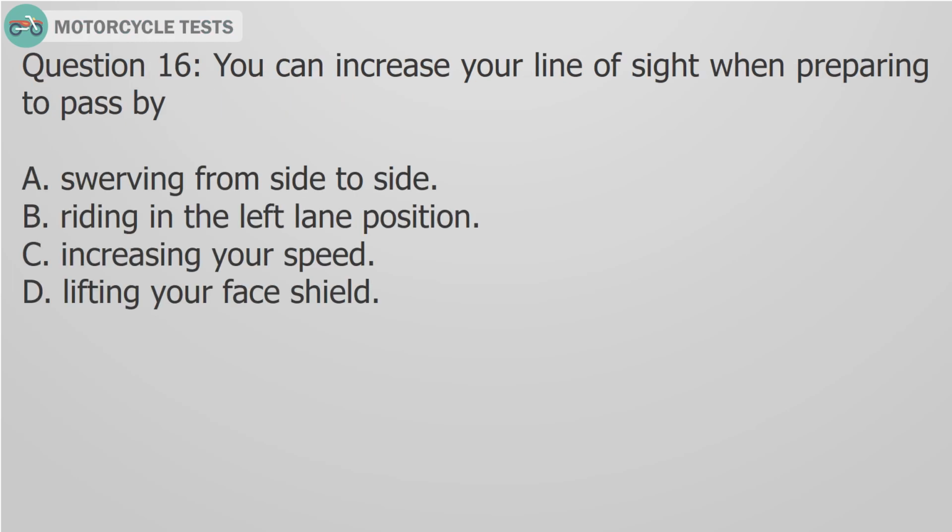Question 16. You can increase your line of sight when preparing to pass by A. Swerving from side to side. B. Riding in the left lane position. C. Increasing your speed. D. Lifting your face shield.